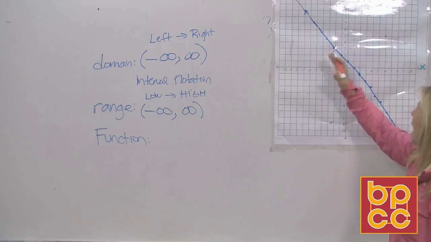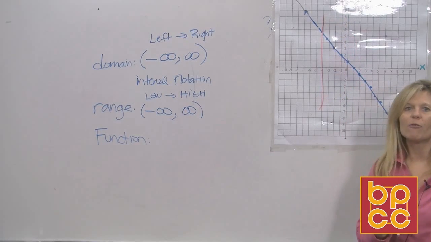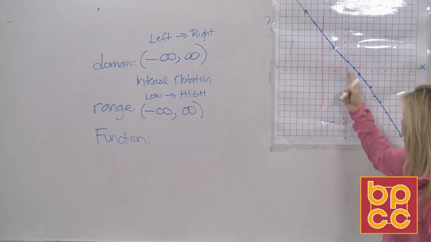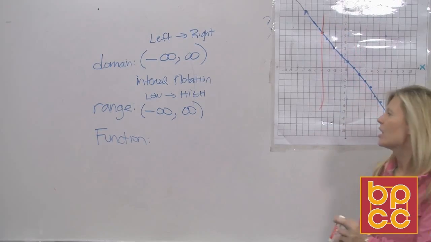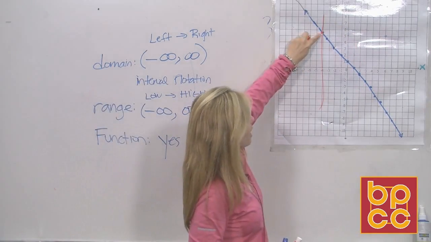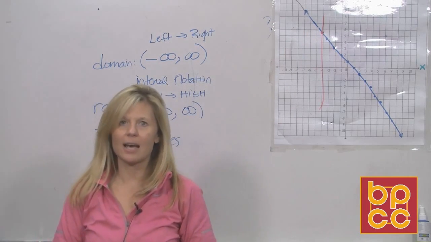It says, anywhere on your picture, draw a vertical line. If your vertical line touches the graph in one place, it's a function. Now, everybody look. The graph is the line in blue. Where does my vertical line touch? It touches in one place. That means that this is a function, because for this x value, there's only 1 point. So that's called the vertical line test.